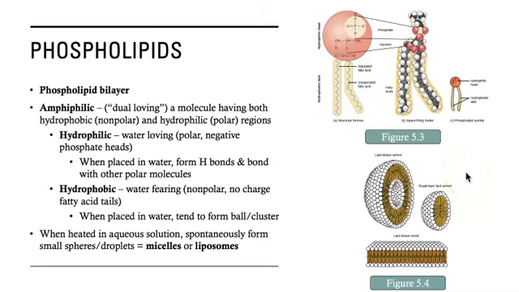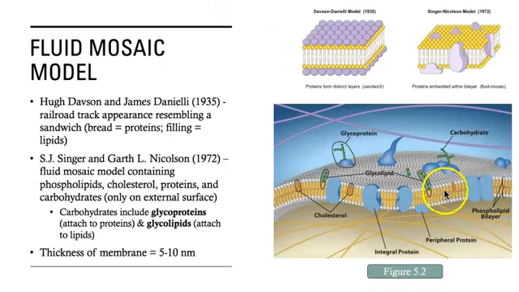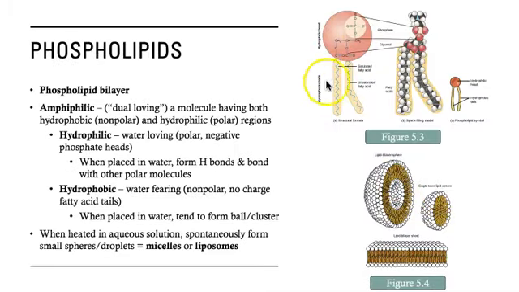Then we have our phospholipids themselves. So we're really talking about one of these molecules right over here. We've talked about this before too, where we have a phospholipid bilayer. You could see that bilayer over here where the phospholipid heads are on either side and the tails are hidden on the inside. And because we have this conformation or this chemical structure here, we're going to call this amphiphilic, meaning it's dual loving, and the molecule has both hydrophobic and hydrophilic regions.